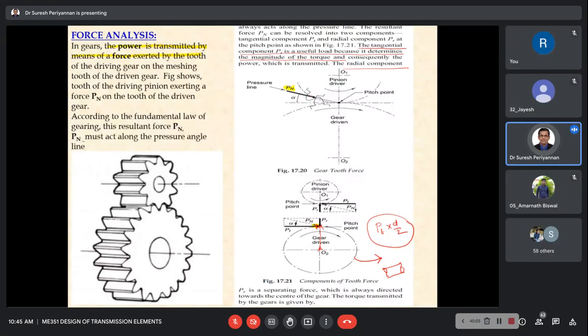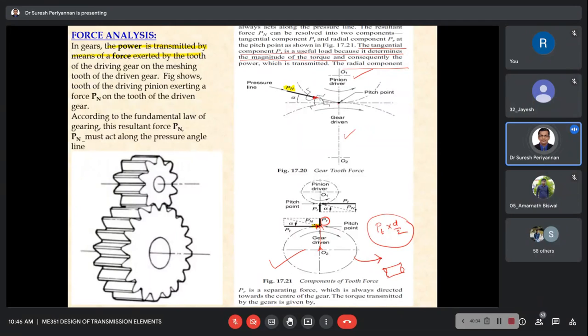Now, whatever we discussed earlier, this is a common normal. In this common normal, the Pn is passing. The resultant component is always acting along the common normal, at an angle alpha, which is nothing but the pressure angle. This is the pitch point, this is the driven gear, and this is the driving pinion gear. Now PR is nothing but the radial force.